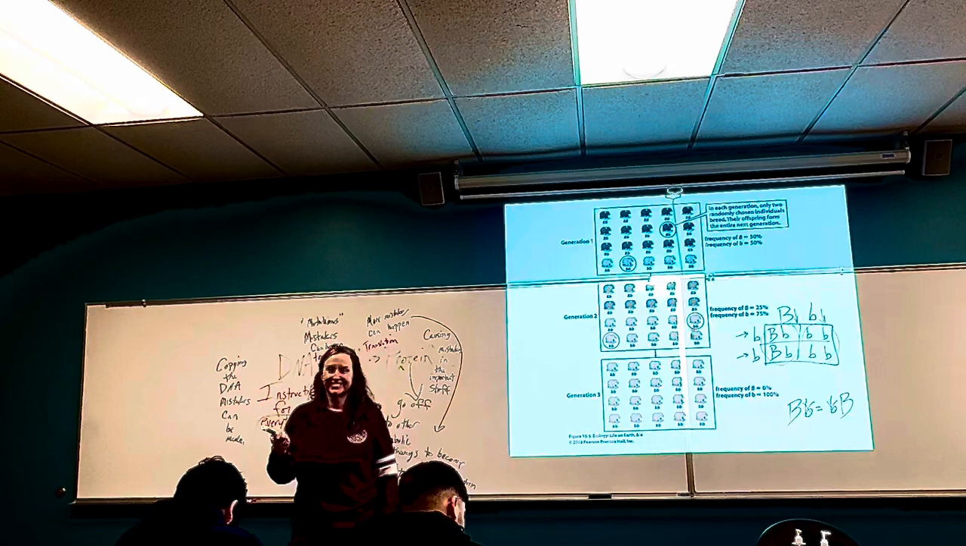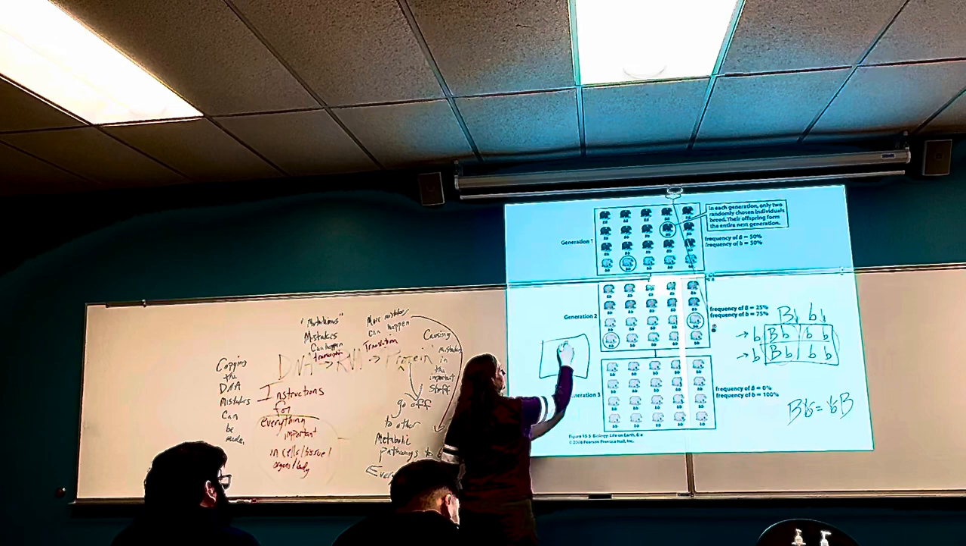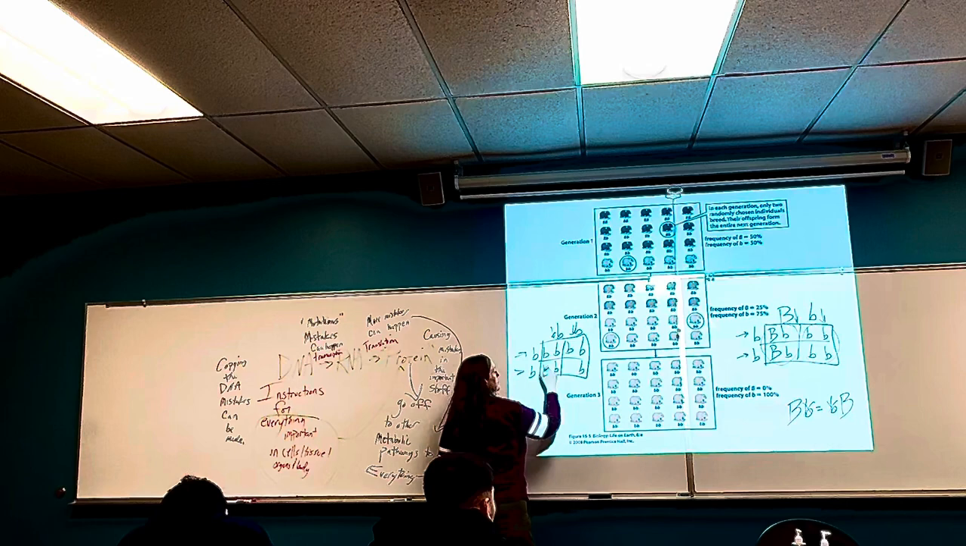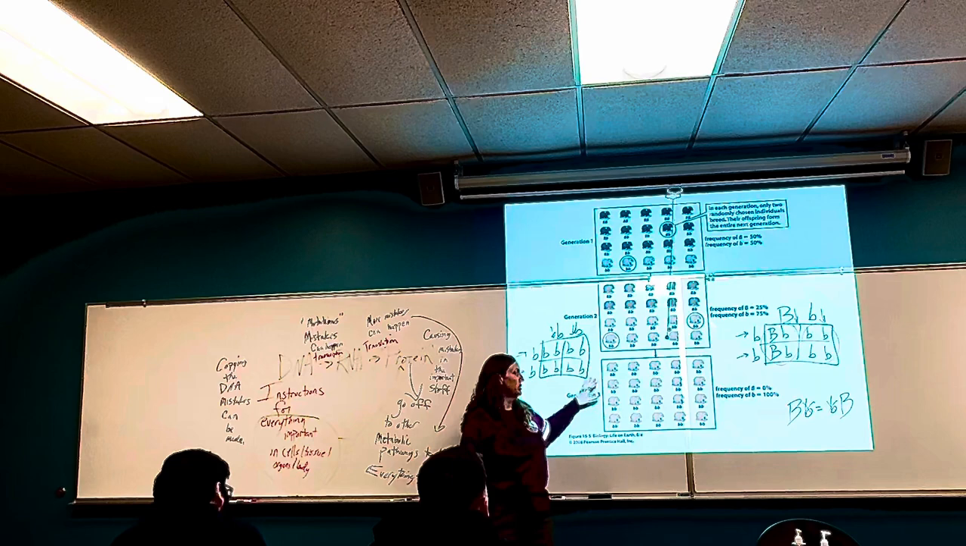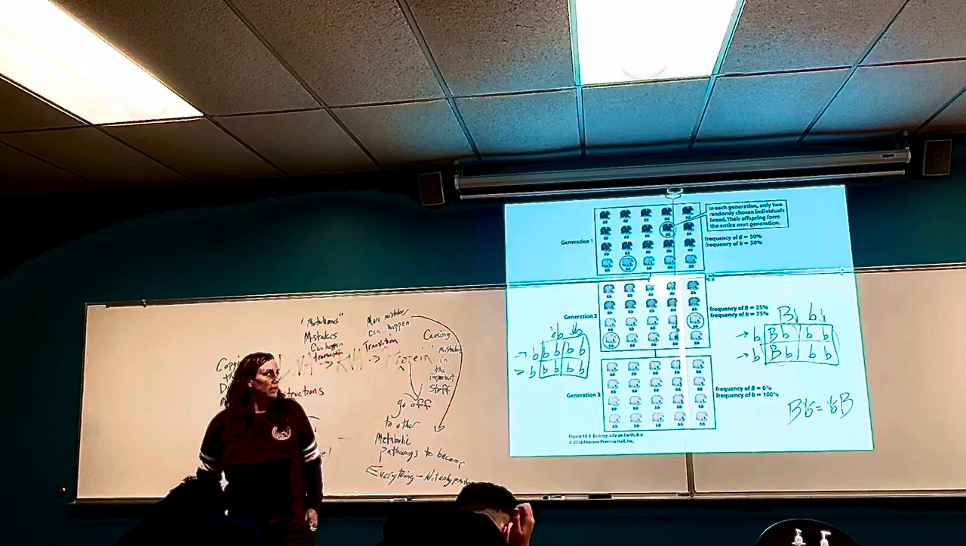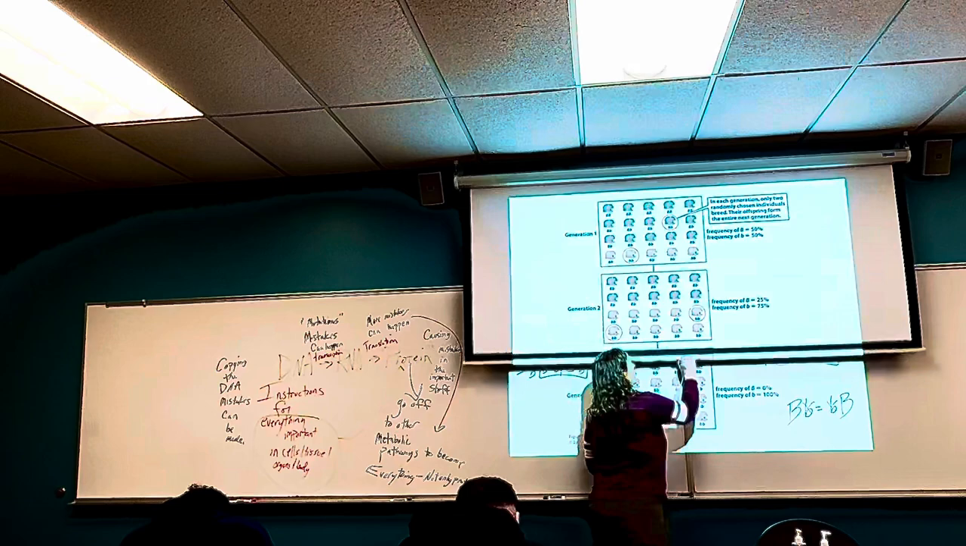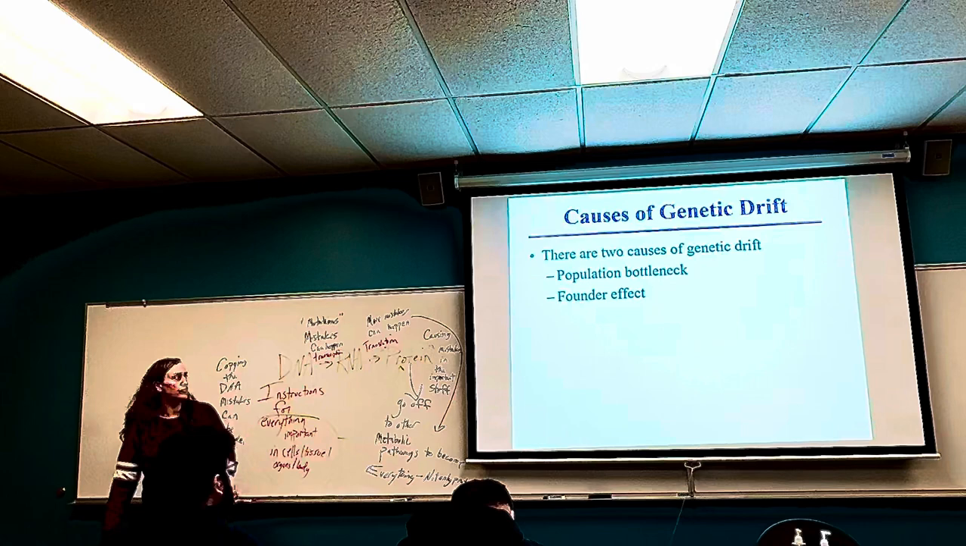So now what we end up with, our third generation, is being exactly the same. And so this is a form of what we call genetic drift, is that the genes in three generations have drifted in a totally different way than what we have in our first generation. All right, what causes genetic drift? There's two causes of genetic drift. One is the population bottleneck, and the other one is called the founder effect.